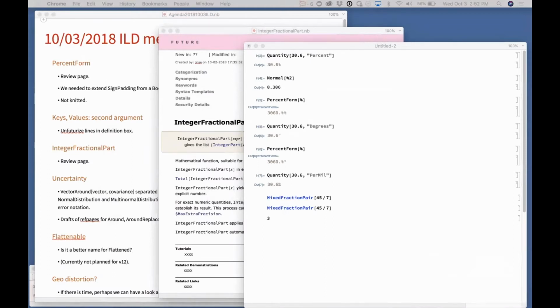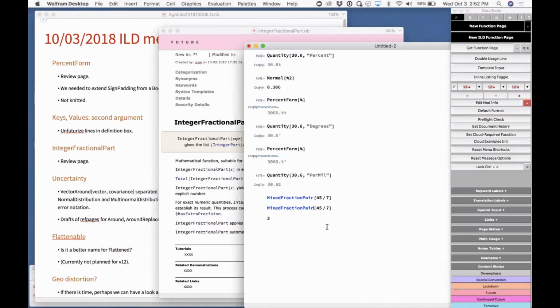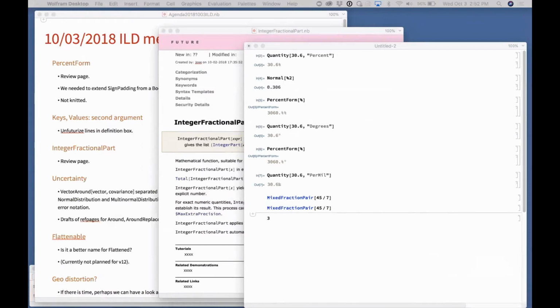Well, okay, so the question is between mixed fraction pair and mixed fraction parts. I think having mixed fraction in the name is the right thing. Yeah, I like that. So the only question is is it mixed fraction pair or mixed fraction parts? I'm starting to lean towards pair, although still thinking. I do prefer pair. The only problem is that then it might be a pair of mixed fractions.